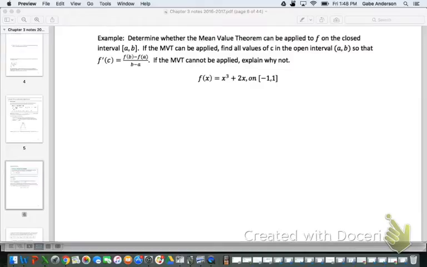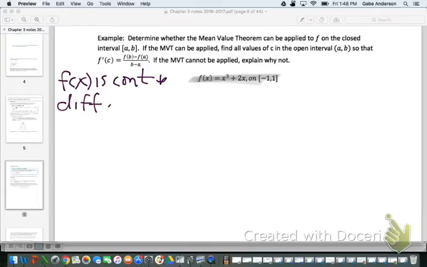Let's decide, yes, the MVT can be applied, or maybe no, it can't. So what do you guys think? Here is the function we're talking about on the interval there. Do you think the MVT can be applied or not? Well, it's continuous. Okay, so you're saying f of x is continuous. Is it also differentiable? Okay, so f of x is continuous and differentiable on negative 1 to 1. How do we know that it's continuous and differentiable?